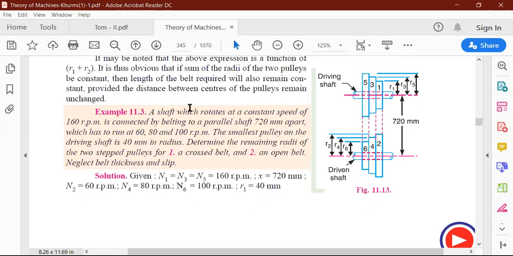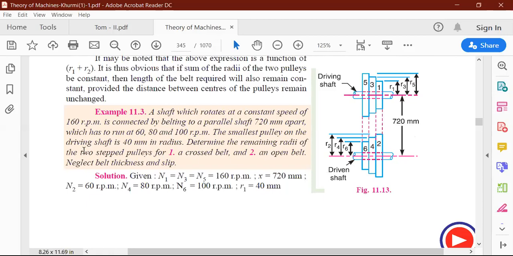See, a shaft which rotates at a constant speed of 160 rpm is connected by belting to a parallel shaft 720 mm apart. Means here there are two shafts. One is this shaft and the second one is this shaft. So your first shaft, that is the driving shaft, is rotating at 160 rpm. So the speed of this shaft is given, that is 160 rpm. And the parallel shaft is 720 mm apart, so this is the center to center distance between these two shafts.